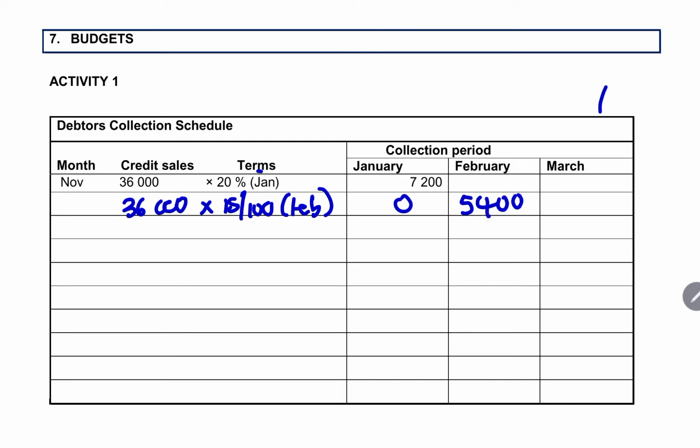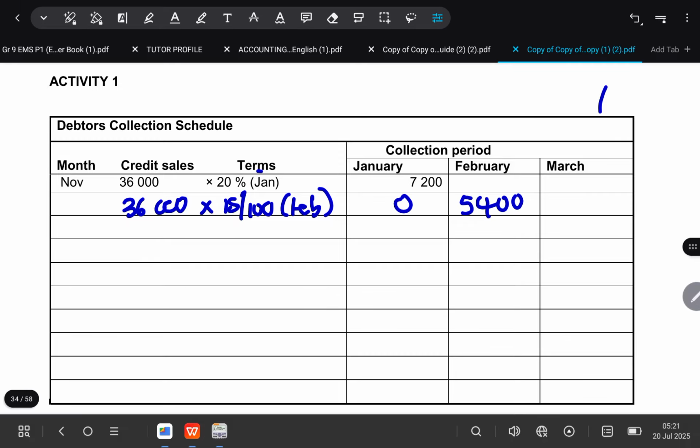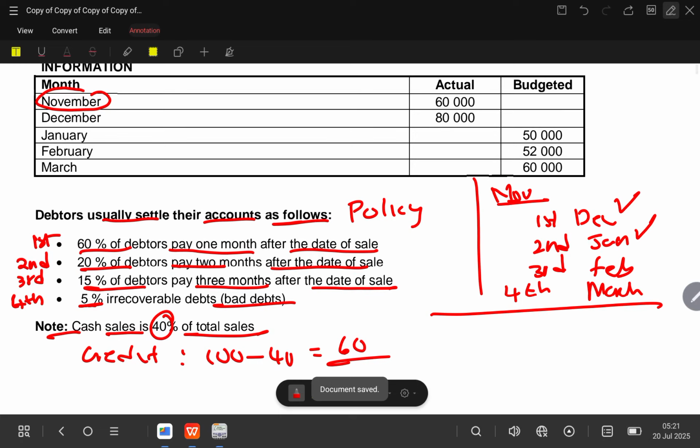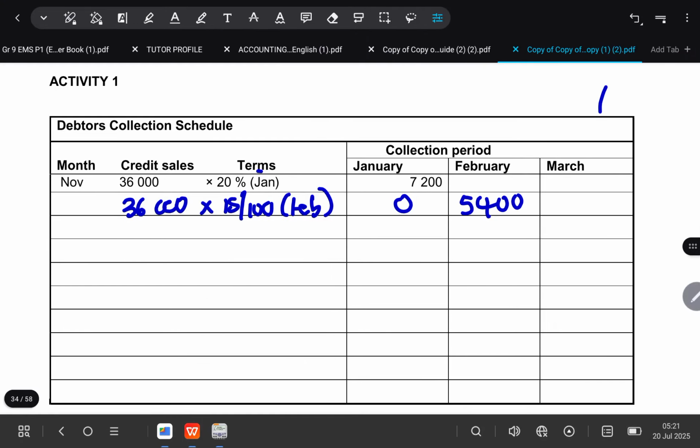But we know that in March, remember this 15% is for the fifth month. So the fourth month they can collect. So it means in March, from the sales of November, they will collect nothing. Okay. Then after this, we move to the month of December.